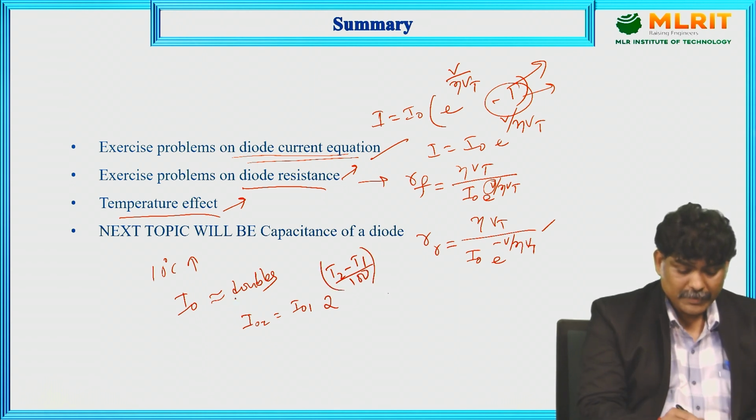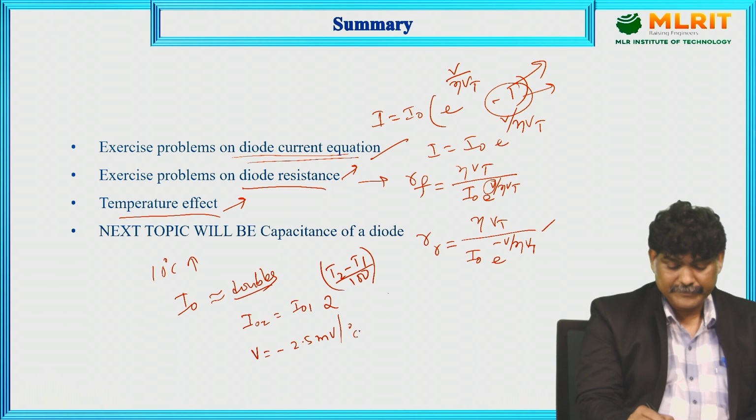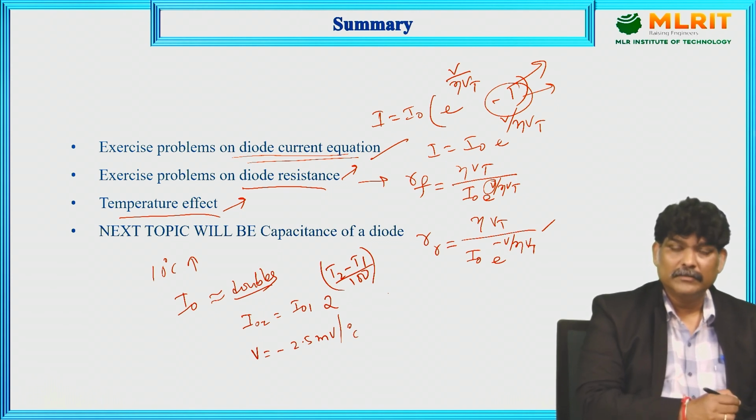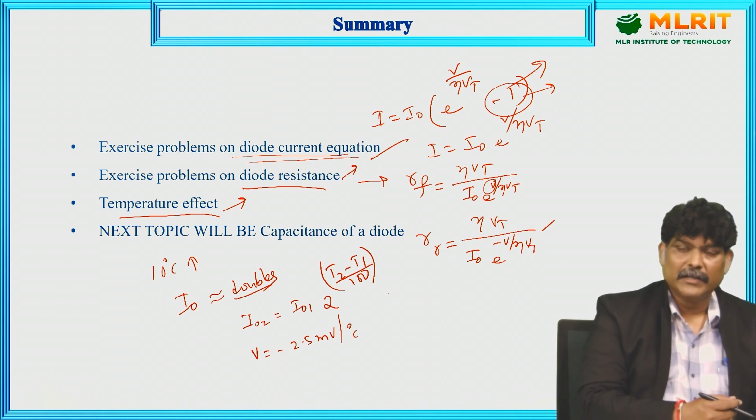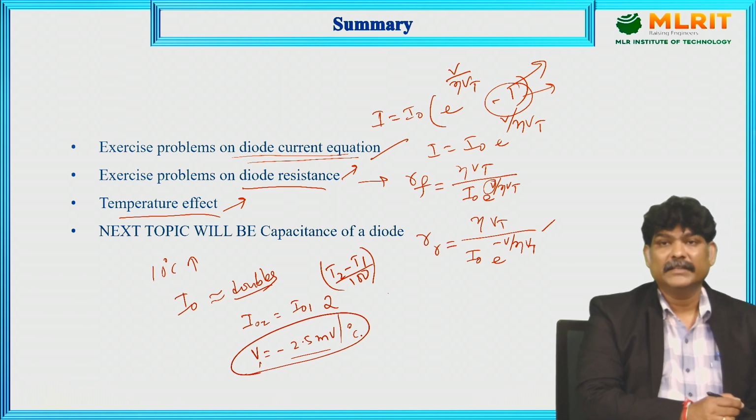One more important point is, in order to maintain constant current, our applied voltage must be changed at 2.5 millivolt per degree centigrade. If you are not maintaining constant current, there may be a fluctuation or breakdown may take place. Therefore, to maintain constant current through the diode, we have to change the applied voltage at minus 2.5 millivolt per degree centigrade.